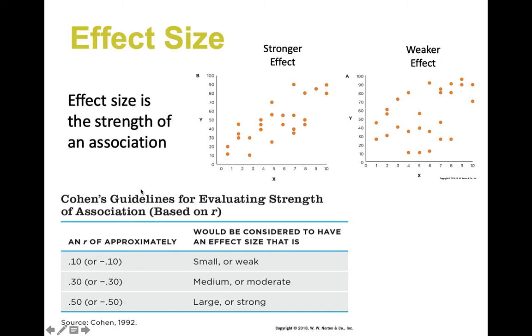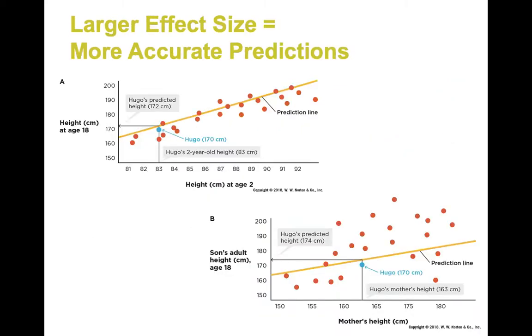And we can use Cohen's guidelines for evaluating the strength of association based on the size of the correlation coefficient, with 0.1 indicating a small or weak correlation, 0.3 indicating a medium or moderate correlation, and 0.5 or higher indicating a large or strong correlation. If you land somewhere in between 0.1 and 0.3, you'd say that's small to medium. If you land somewhere between 0.3 and 0.5, you might say that's medium to large. But if you're 0.5 or over, that represents a large or strong association between those two variables.